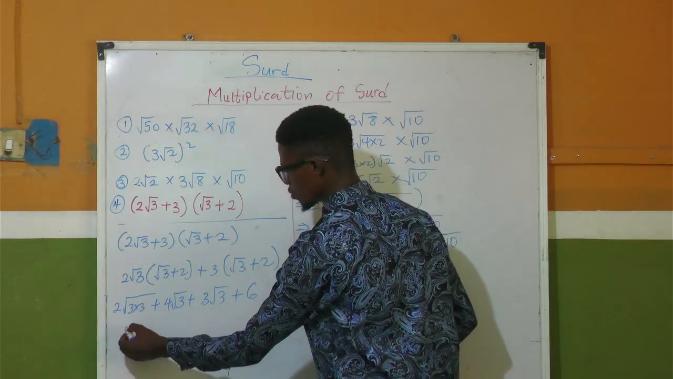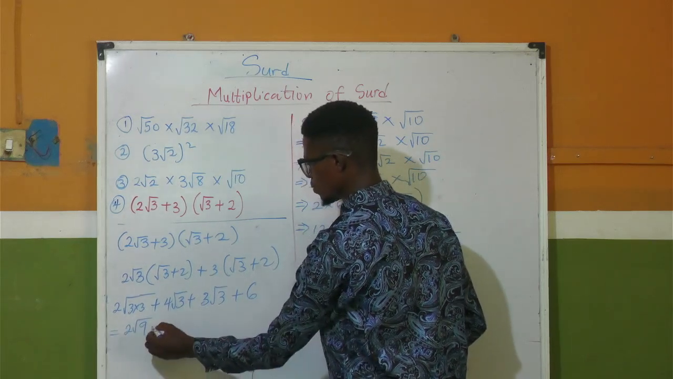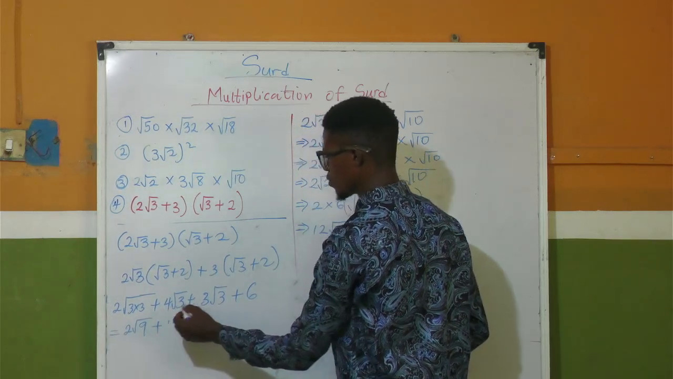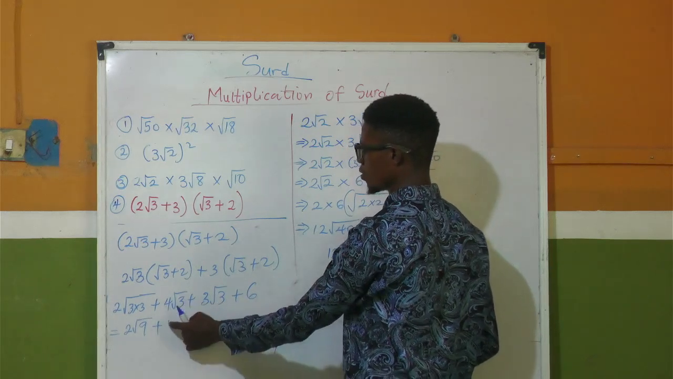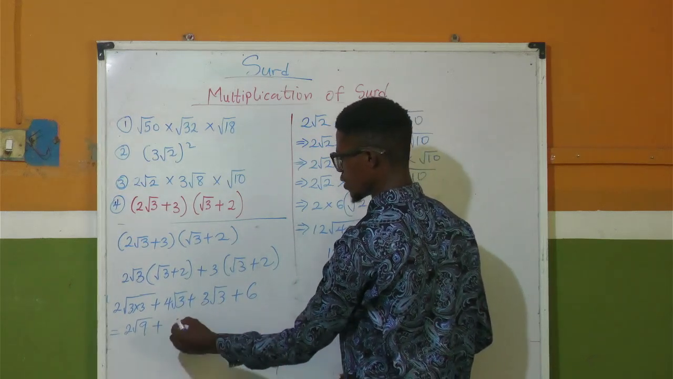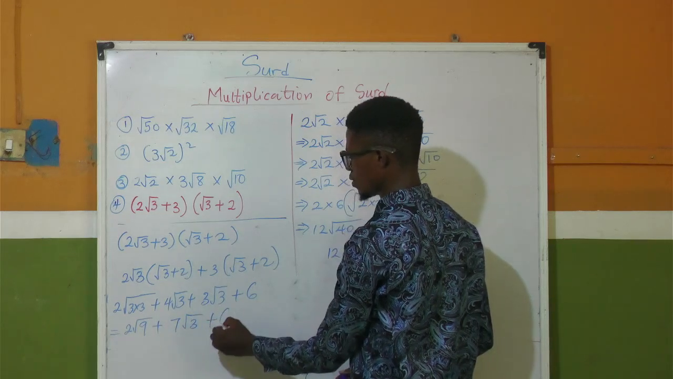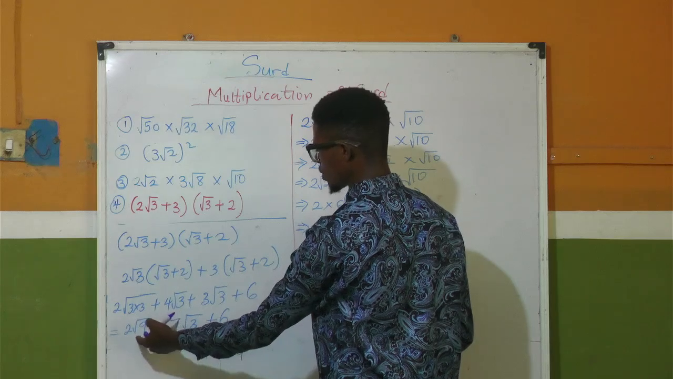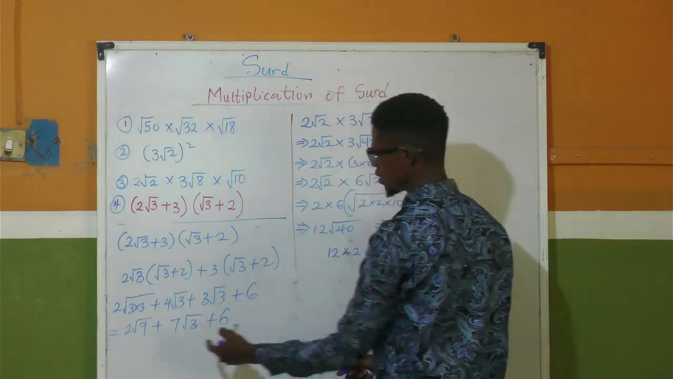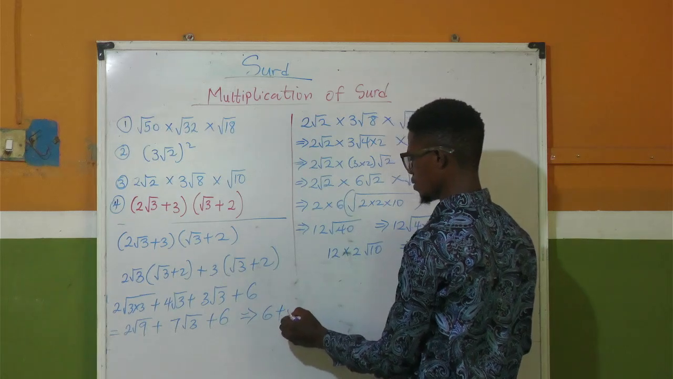So this will become 2 root 9 plus 4 root 3 plus 3 root 3. Since they have the same root, you can perform the addition. So this will give us 7 root 3, plus 6. Now, this root 9 can be simplified. That will give us 3. So 2 times 3 will give us 6.